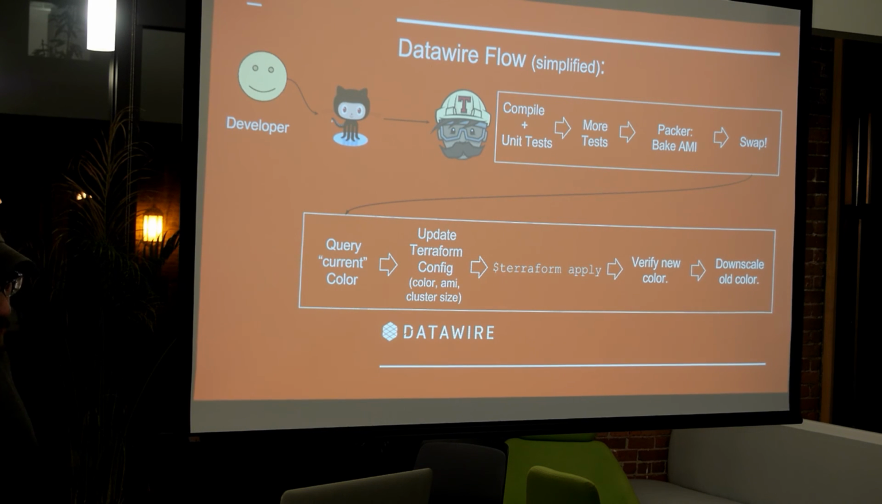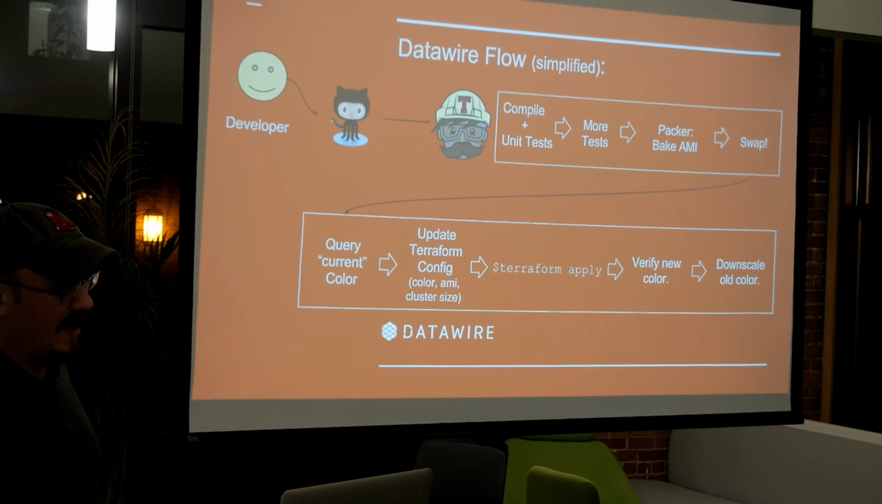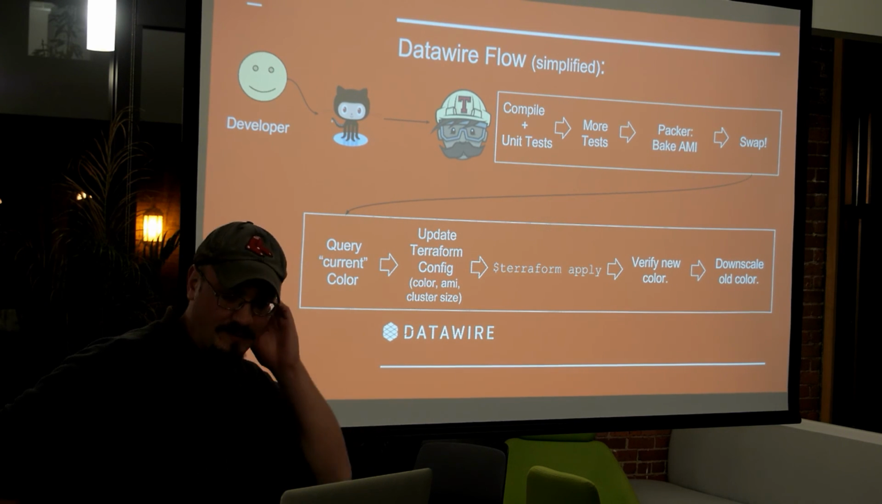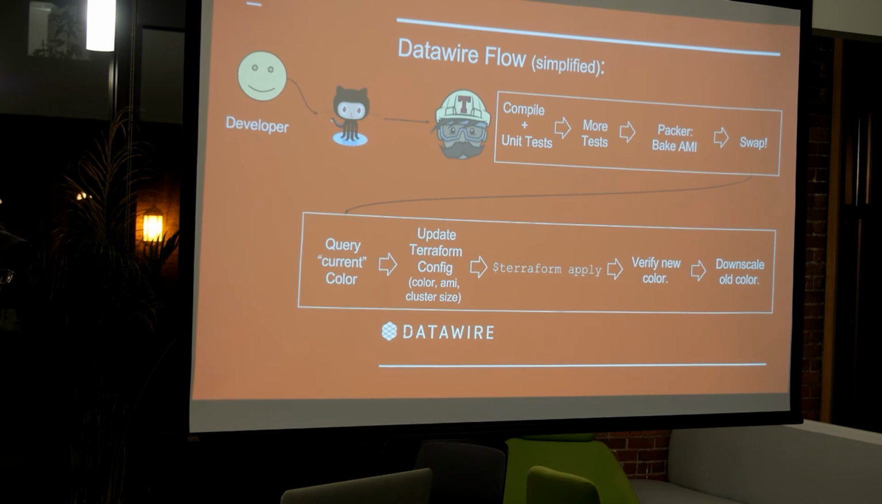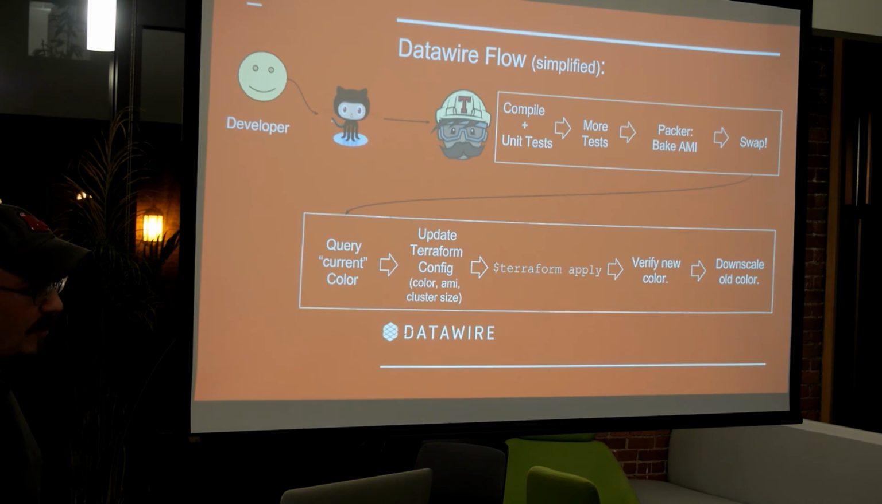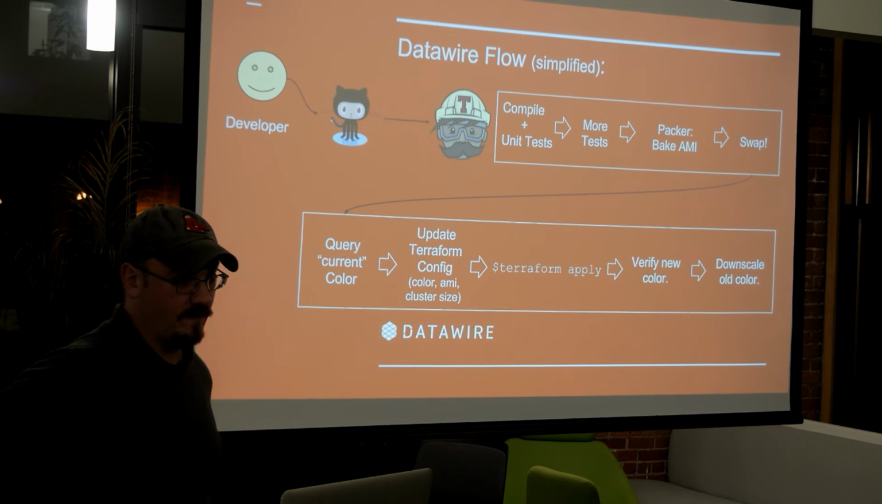After some tests, Packer goes off and builds this stuff for us. It turns it into an AMI, which is basically our deployment artifact for everybody. Those AMIs get stuck in the repo, and then we do the swap. We use Terraform to handle the swap. Terraform handles all of our infrastructure for us.